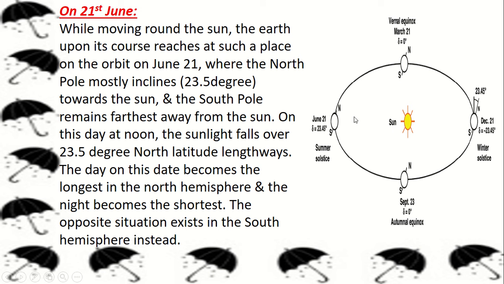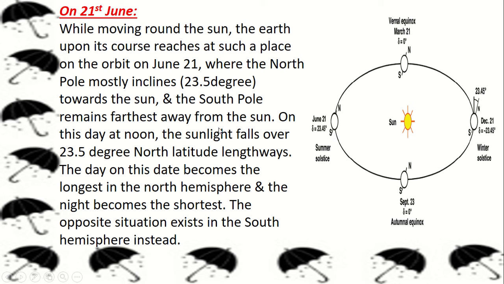What happened? While moving round the Sun, the Earth upon its course reaches such a place on the orbit on 21st June where the North Pole mostly inclines towards the Sun, or is mostly tilted towards the Sun, and in the northern hemisphere the Tropic of Cancer gets the perpendicular heat of the Sun. So the northern hemisphere will experience the longest day and shortest night, whereas the southern hemisphere will stay far away from the Sun. So the southern hemisphere will not get the perpendicular heat of the Sun. So the southern hemisphere will experience the shortest day and longest night.